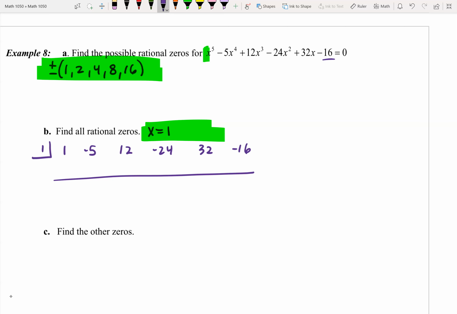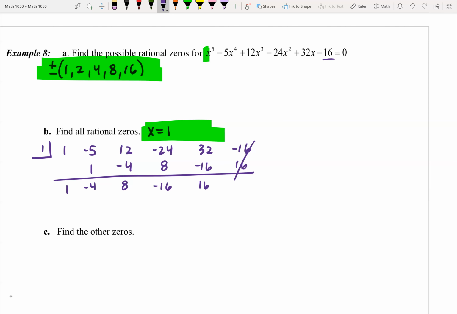Draw the line underneath. 1 comes down. 1 times 1 is 1. What better happen right here? Tell me. By the time I'm done with this, no remainder. Good. Negative 4. Negative 4 times 1, negative 4. Positive 12 and negative 4, 8. 8 times 1 is 8. Negative 24 and a positive 8 is negative 16. Times 1, negative 16. Combine those, 16 times 1, 16. Beautiful. Okay? Now freeze and let me say something.